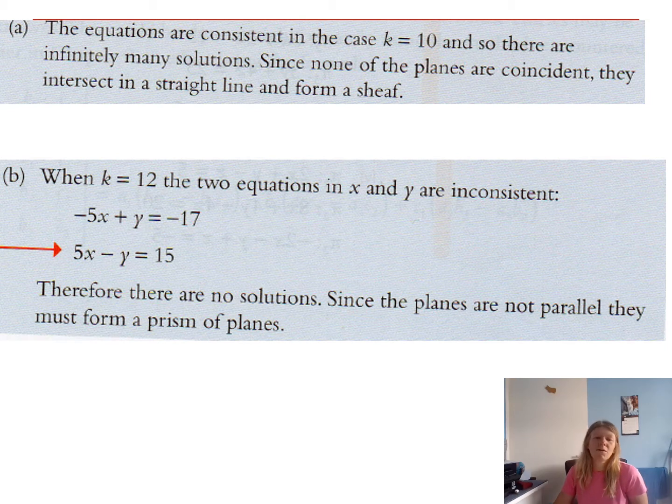When k was 12, the equations made a bit of nonsense. You can see they're not going to make sense. Try and put them in the calculator, it will say there are no solutions. So therefore, no solutions, and since the planes are not parallel, they must form a triangular prism.